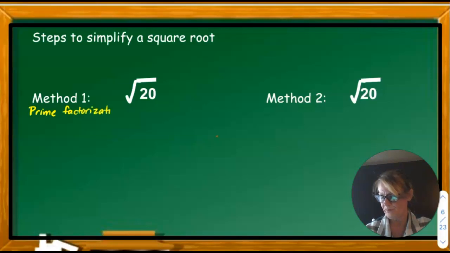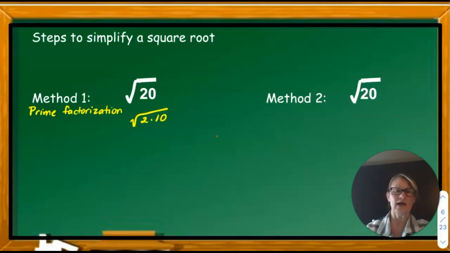So again, I call this the prime factorization method. Okay? Because what we're going to do is we're going to take what's under the radical and we're going to prime factor it. Now, I'm starting off with a very small number, so the square root of 20 being our first one. So the first step is just to simply find two factors of 20.